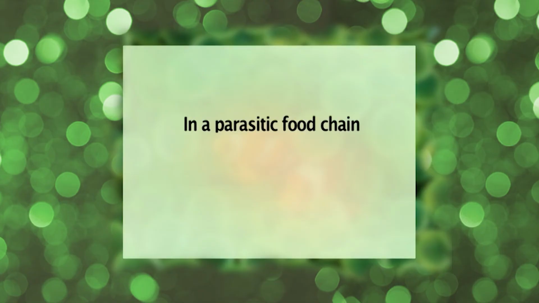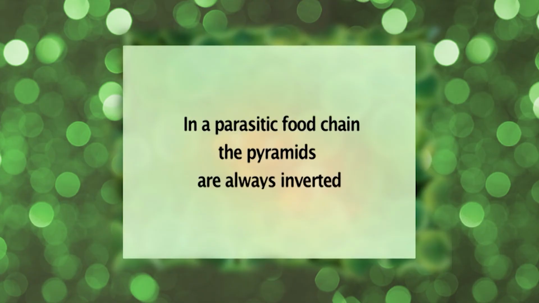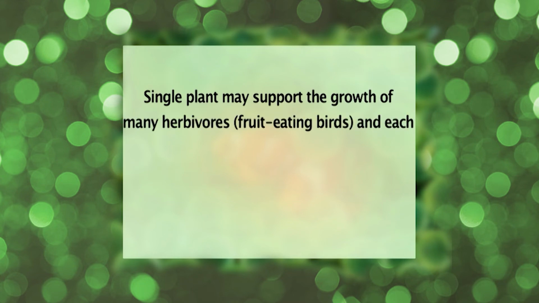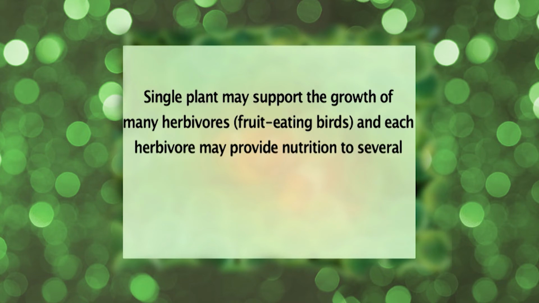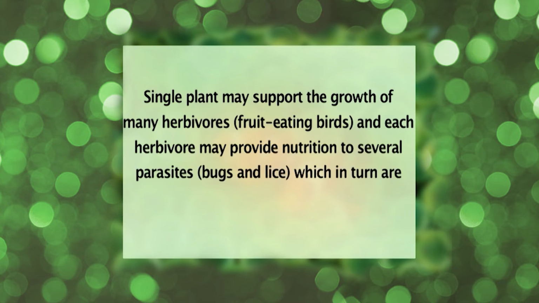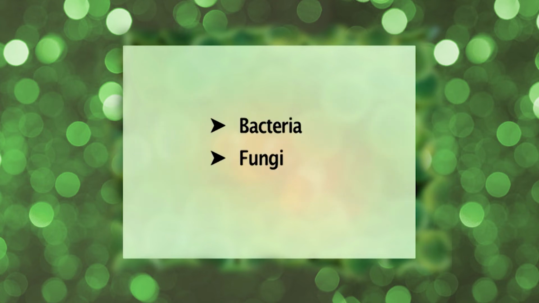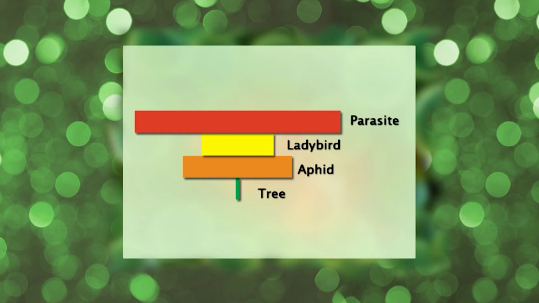Further, in a parasitic food chain, the pyramids are always inverted. This is due to the fact that a single plant may support the growth of many herbivores like fruit eating birds, and each herbivore may provide nutrition to several parasites, which are mainly bugs and lice, which in turn are themselves supporting many hyperparasites like bacteria, fungi, etc. Thus, from the producer towards consumer level, there is a reverse position, that is, the number of organisms gradually shows an increase at successive trophic levels, making the pyramid inverted in shape.